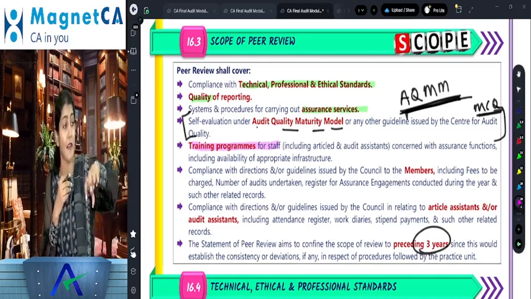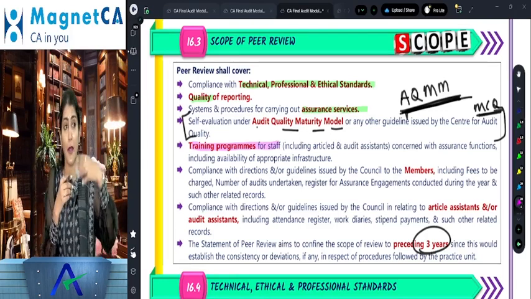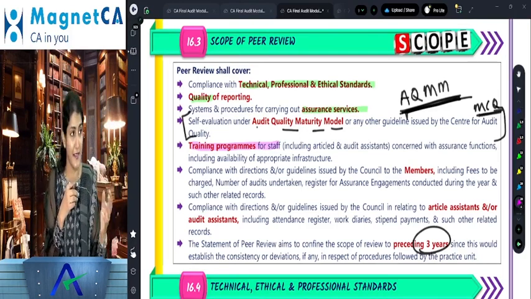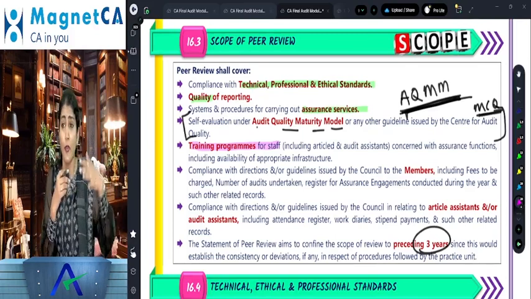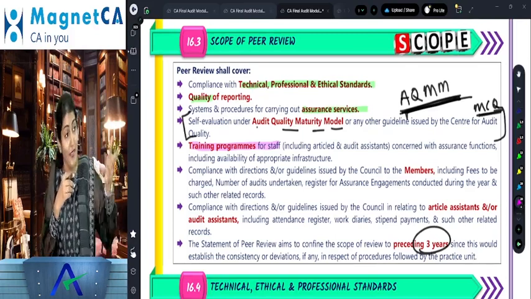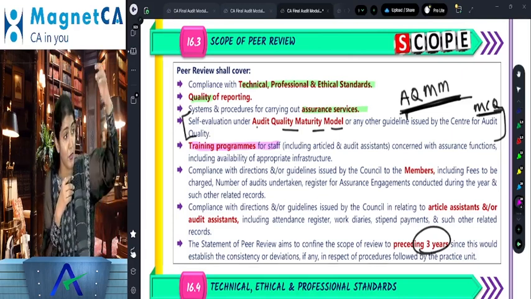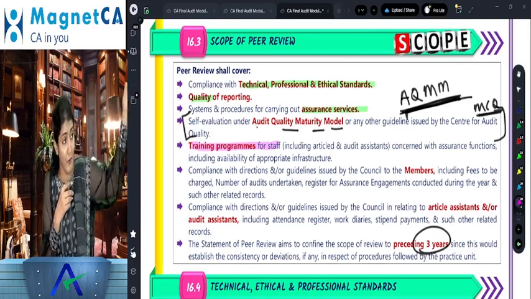No, even that is included in the scope of peer review, because the new CARO has come, company law has come, income tax changes have come, GST changes have come. Do you need to give training to the staff of your CA firm? Yes. So will that also be covered in the scope of peer review? When the reviewer comes to your firm, will he check whether training programs are being conducted?